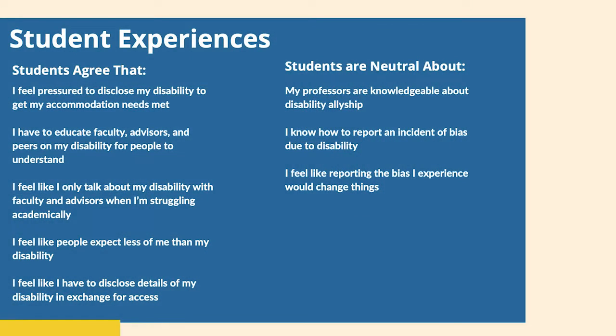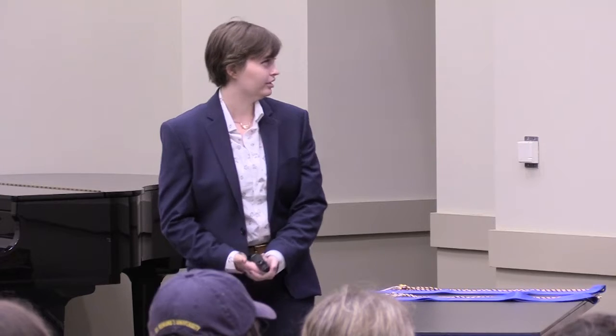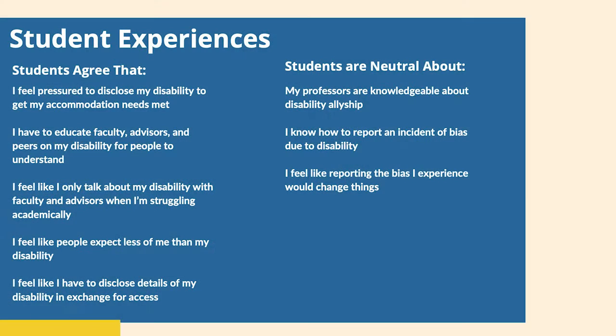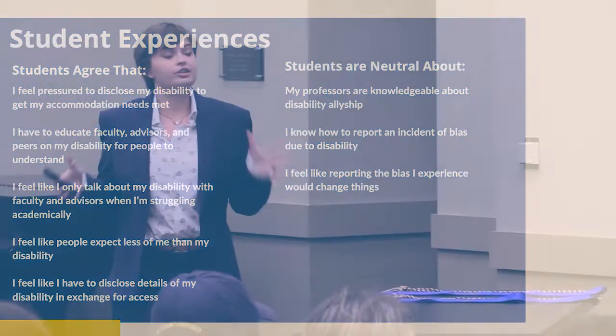Students agree that they feel pressured to disclose their disability to get accommodation needs met. They agree that they have the burden of educating faculty, advisors, and peers on disability. They feel like people expect less of them due to their disability. And they feel like they have to disclose the details of their disability as a kind of exchange for accessibility. Students also are not sure or are neutral that they know how to report an incident of bias due to disability, or that reporting that bias would change things.